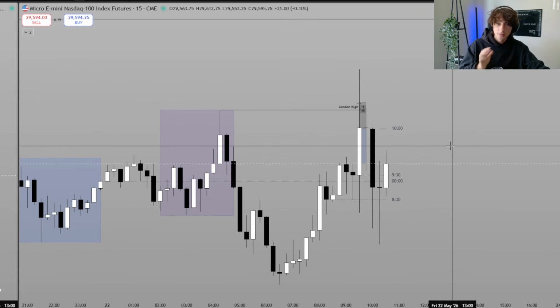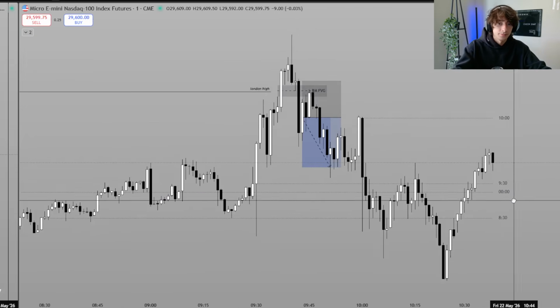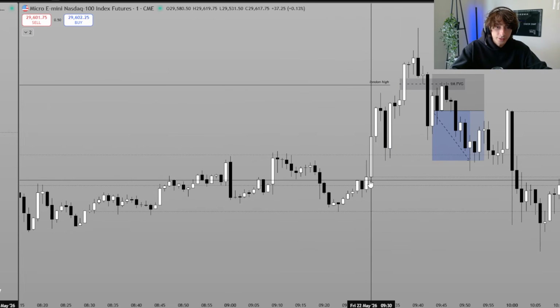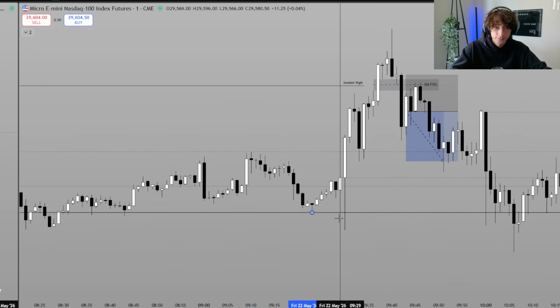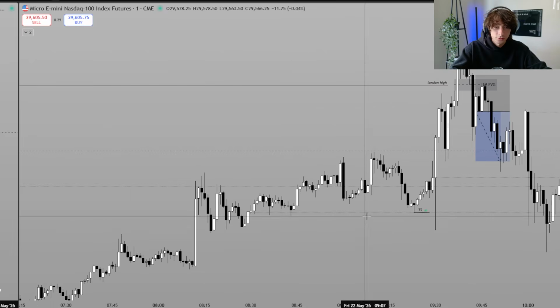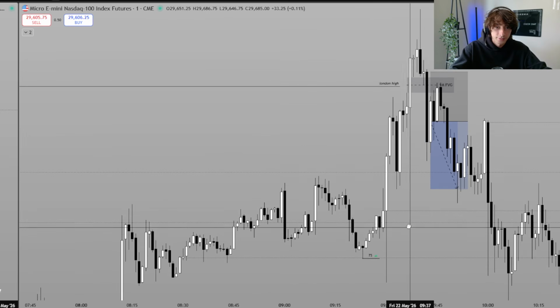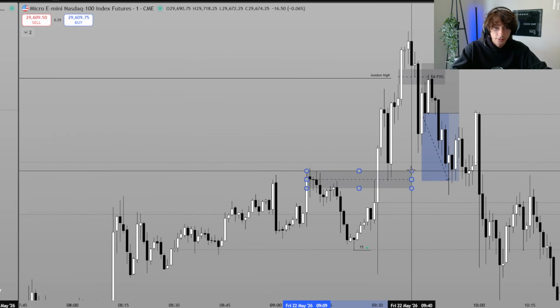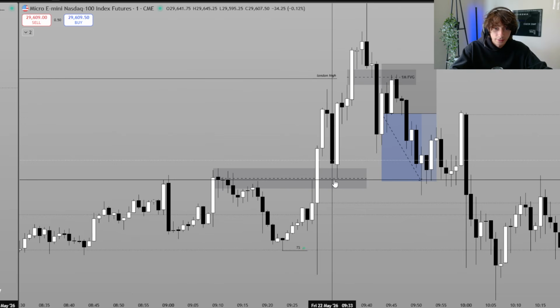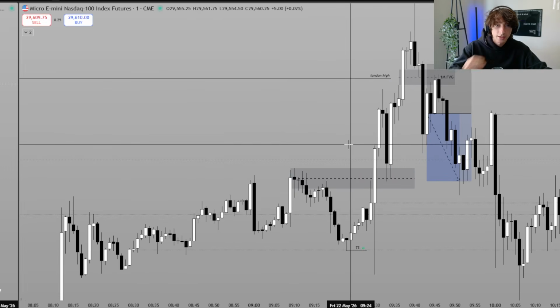Okay. So what did 930 do? 930 opened up right here. Okay. We came down lower. We created internal turtle soup right here. So internal turtle soup right there. And then we displaced higher above these highs right here, which we have rebalanced into right here. And then we displaced off of that.